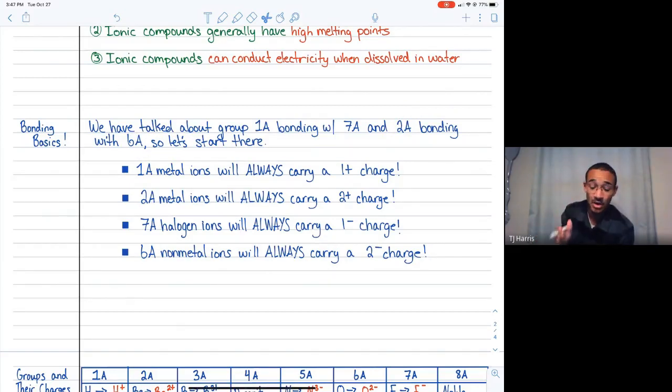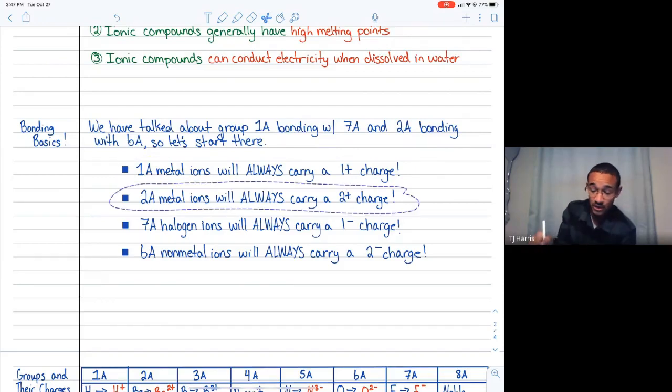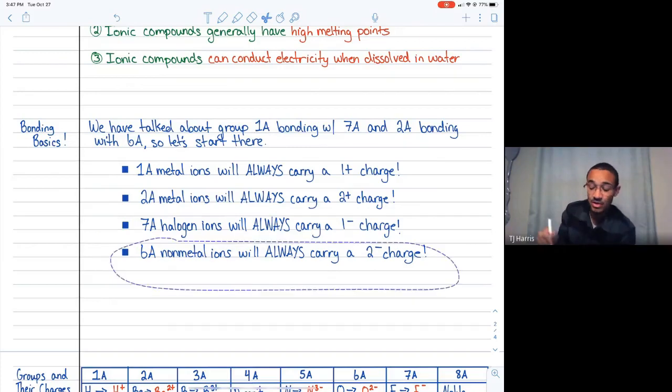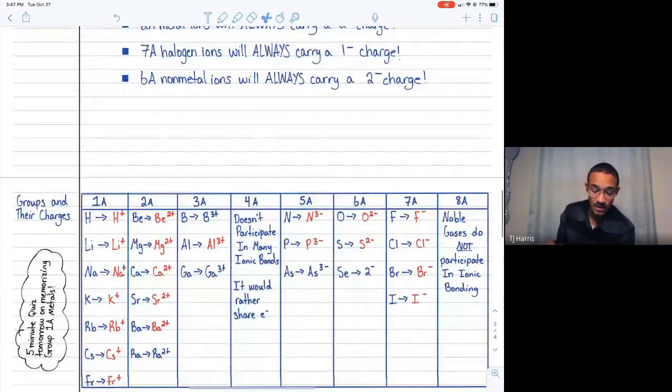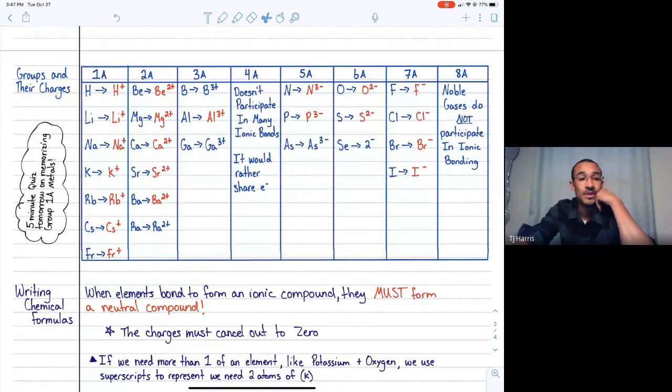What we need to remember are charges. Group 1A, +1 charge. Group 2A metals, 2 plus charge. Group 7A, -1 charge. 6A, 2 minus charge. All of them. So we've got some groups, and we've got their charges. All right, now you've already written this down on your periodic tables. You don't necessarily have to write this table down unless you're filling in the actual notes. If you have them printed out, great, fill them in.